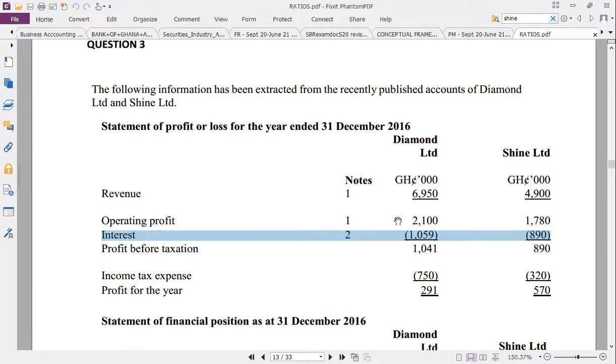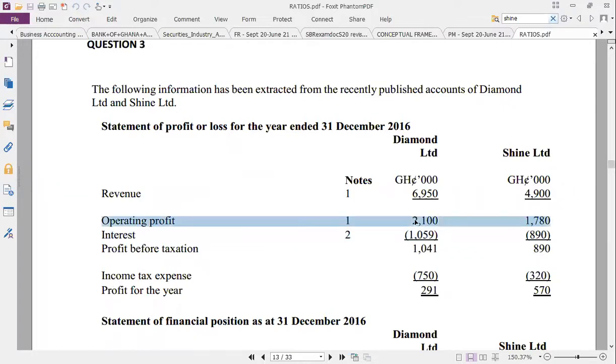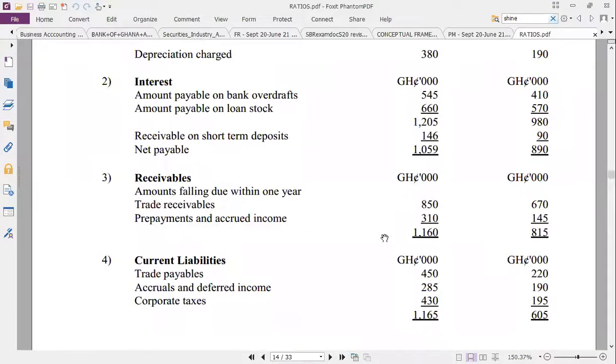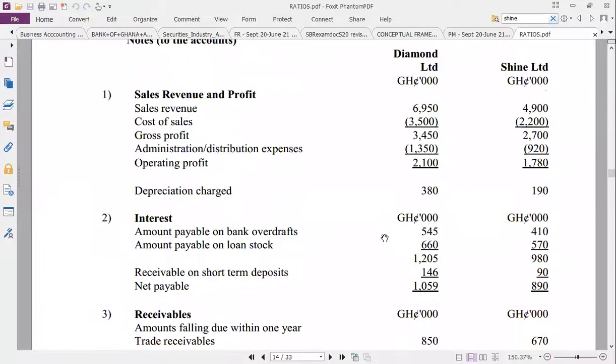That means I'll pick this one as my profit before interest and tax, because it is before this interest, so that's the profit. If you go to the footnote to confirm the same thing for you, let's go to the footnote. After the gross profit, they took off the admin, so it left the operating profit.